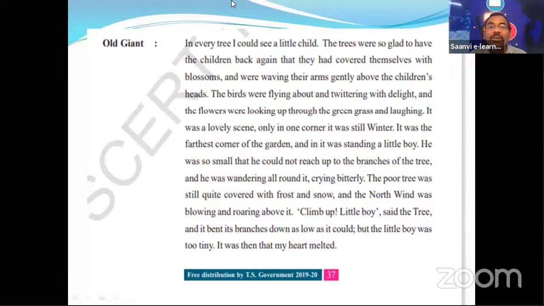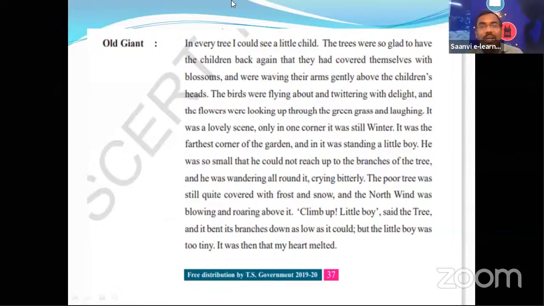Old giant: "In every tree, I could see a little child." So many little children came to his garden, entered his garden. Already he kept a notice board: trespassers will be prosecuted. The persons who enter my garden without my permission will be punished. He has kept a notice board. But here, when he woke up, when he heard the beautiful singing of the linnet bird, he just went out and found that the spring has arrived in his garden.